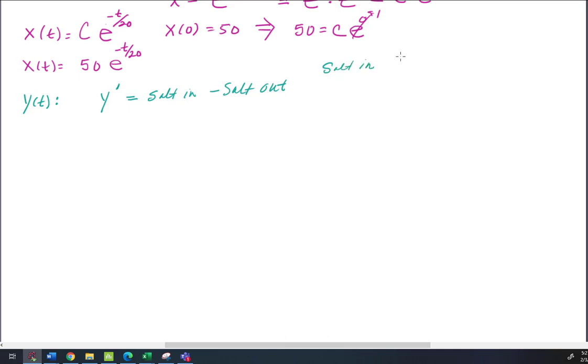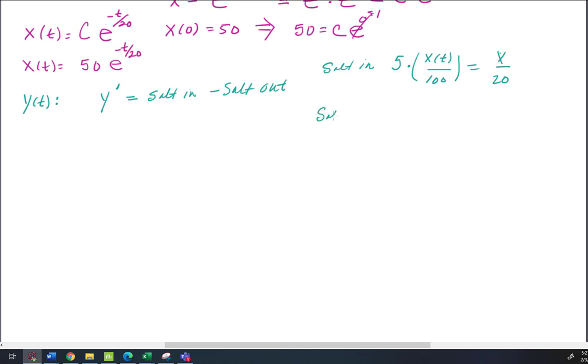And salt in, well, we're getting 5 gallons per minute, but what's the concentration? The concentration would be however much salt is in tank 1 at a given time divided by the volume of tank 1. So there's salt in, which would be 5x over 100, or x over 20 would be salt in.